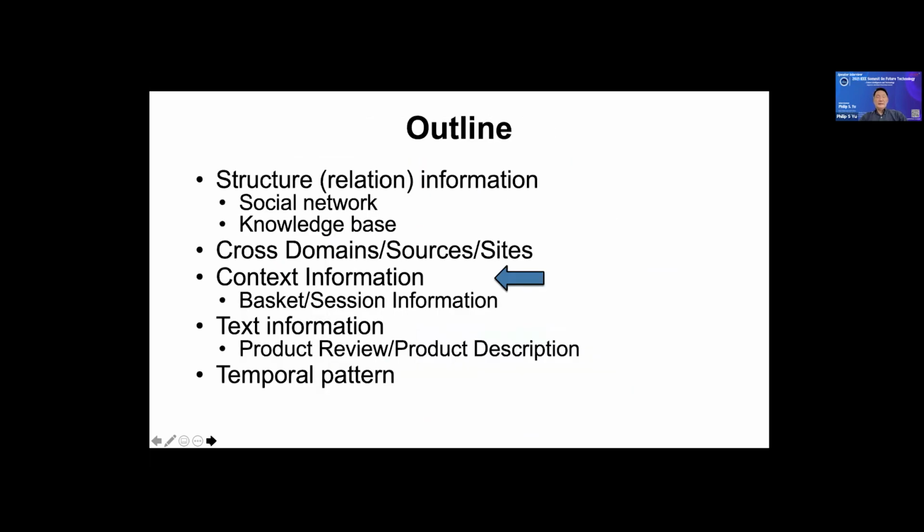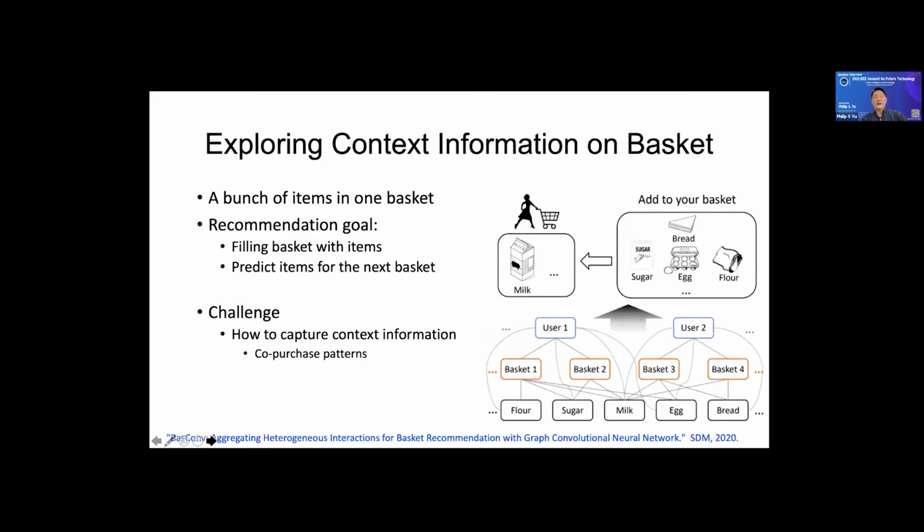Okay. The next thing we're going to look at is context information. Previously, we talked about this user-item relationship, but in many places, for example, if you go to Costco, you're going to buy a lot of things. You are not just purchasing one thing. We call this a basket. Every time you go shopping, you buy a lot of things, so the basket contains many items. There is a relationship between those items, and also a relationship between baskets. So we're going to explore this co-purchasing pattern. That is what we refer to as the context.